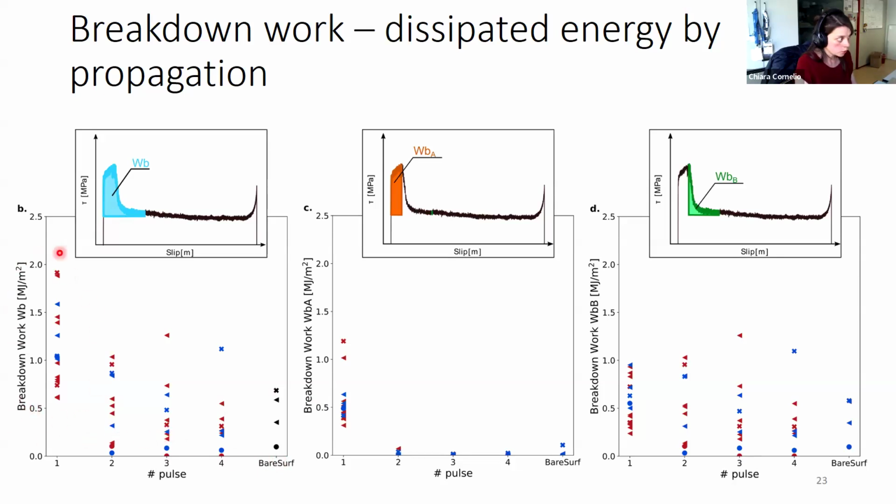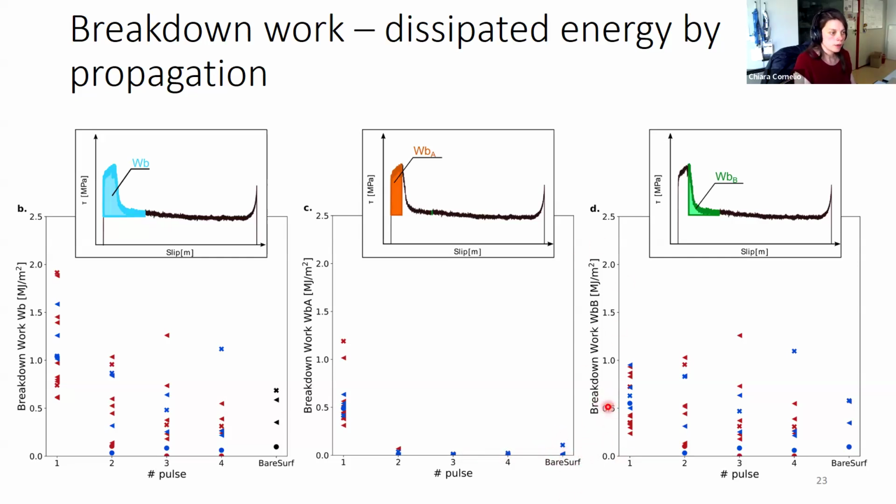To better understand where this difference between the first and the second pulse is coming from, we divided the energy into what is happening before reaching the peak, so between 0 and the dA distance, and what is happening just during the dynamic weakening stage. Here, the green area over here. What we see is that the energy before the peak is much bigger on the first pulse, and then it becomes basically 0 in the others, similar to the bedrock.